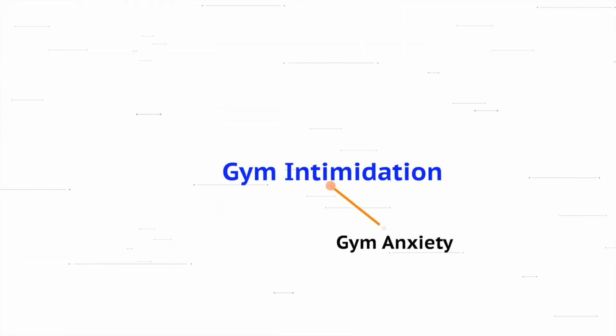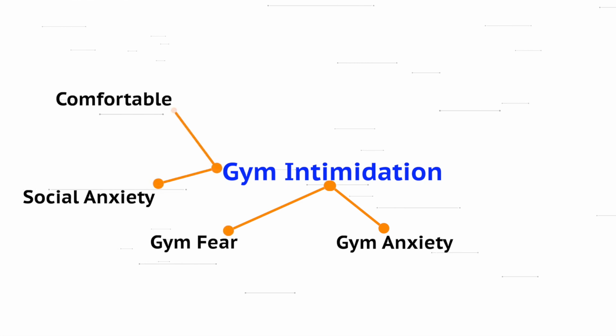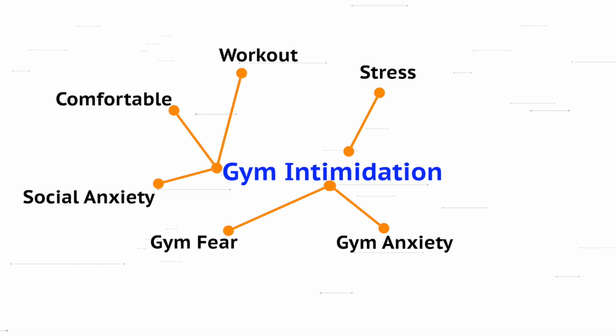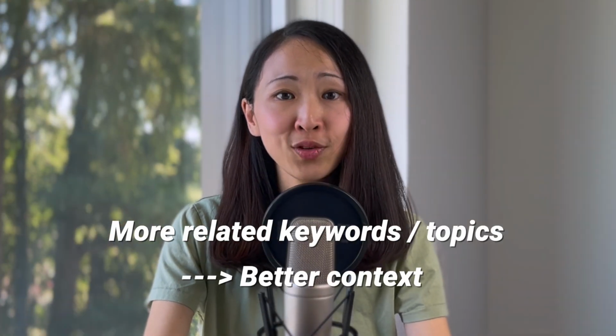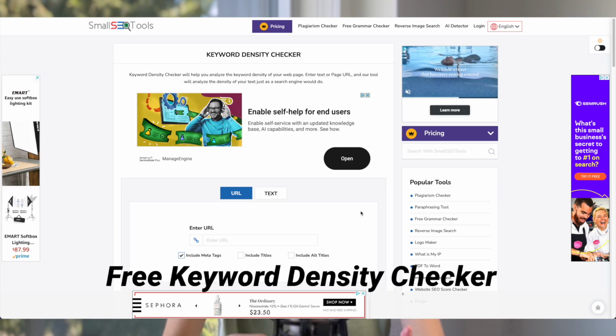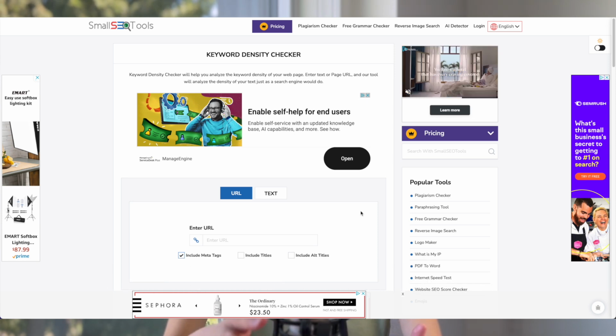So from what we have seen, gym anxiety is one of them. To find this keyword, go back to the keyword research process and identify a list of related keywords that are often associated with your target keyword. The more you can include these keywords or topics, the better context you're providing to Google, the better match to the search query. Besides, you can also get more ideas by using this free keyword density checker to check what are those top keywords that are often used for those top ranked articles.